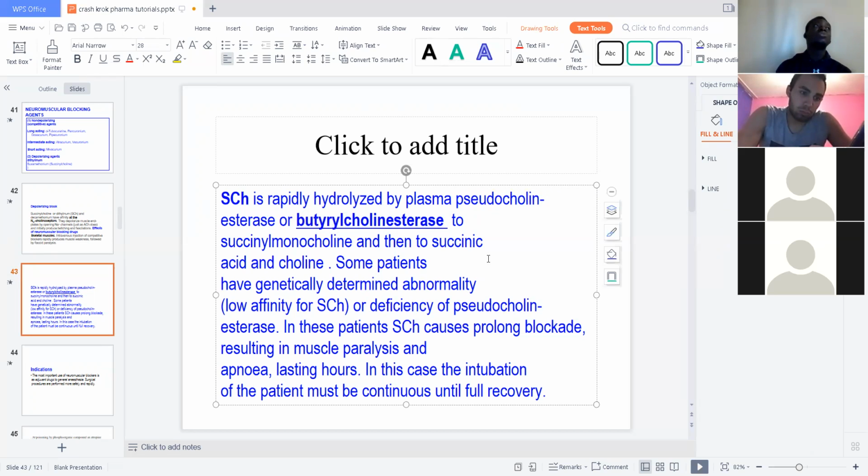But some patients have a genetic deficiency of pseudocholine esterase or butyrylcholine esterase. For example, if I want to make someone paralyzed for surgery, I inject them with succinylcholine. Normally, after 1 hour, they're supposed to wake up and regain use of their muscles. But for people with a genetic deficiency of pseudocholine esterase or butyrylcholine esterase, they're not going to wake up after 1 hour. They continue being paralyzed because succinylcholine has not been degraded by butyrylcholine esterase. Take note, this is a very important question for krok. Deficiency of pseudocholine esterase or butyrylcholine esterase is going to increase the effect of succinylcholine.